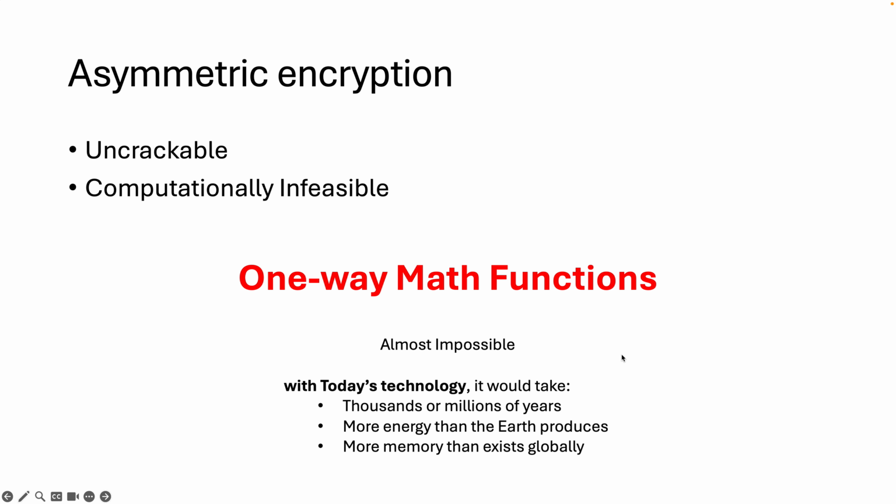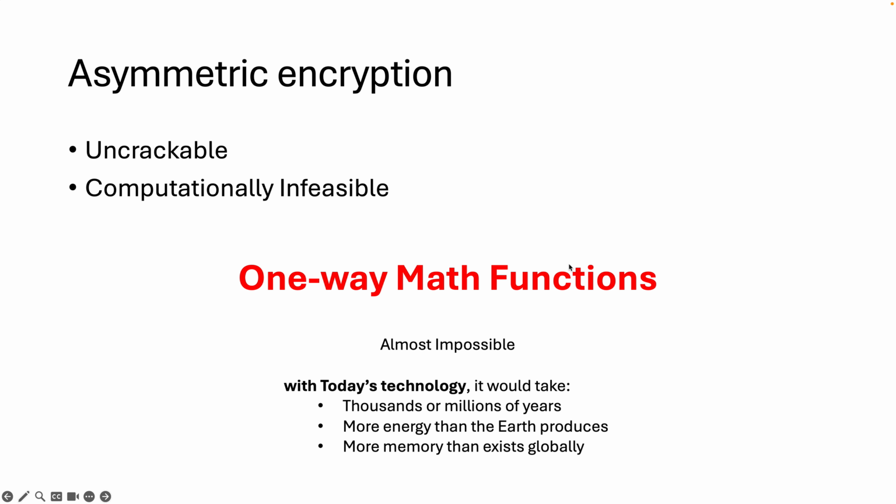Here I say one-way math functions are almost impossible to solve. That's because the math can be reversed in theory, but not in practice. Unless something huge changes, like a math breakthrough or powerful quantum computers, with today's technology, solving a one-way math function would take thousands or millions of years, and it would cost more energy than Earth has ever produced. It would cost more memory than has ever existed on Earth. And why is that? I'll explain soon.